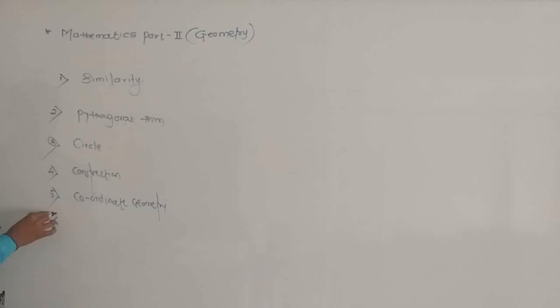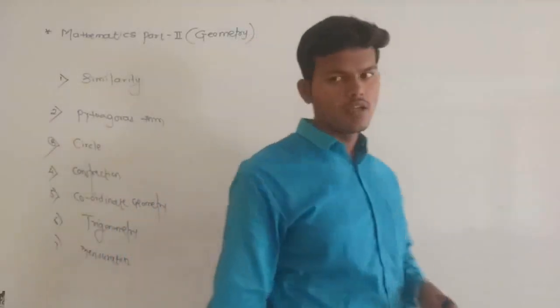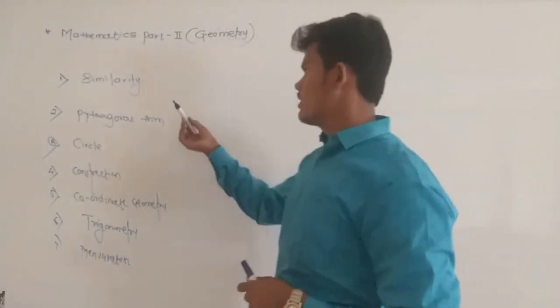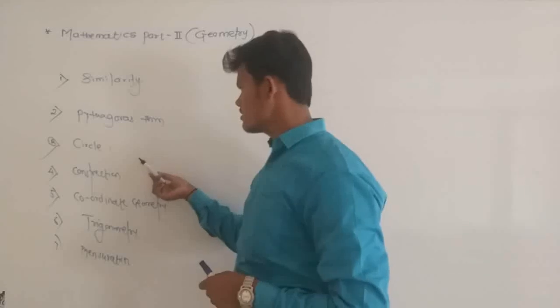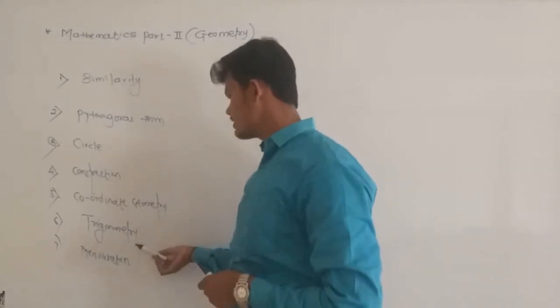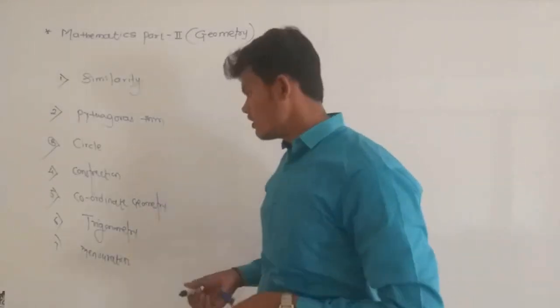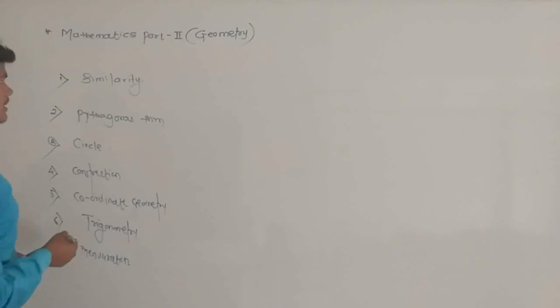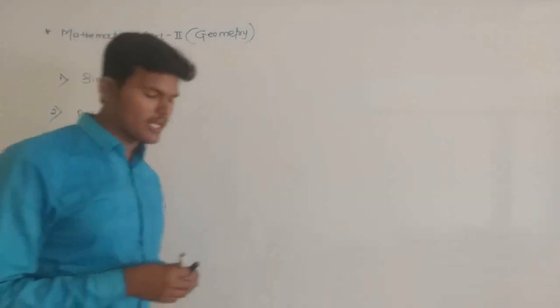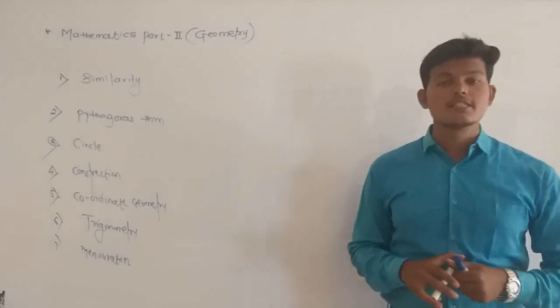Chapter number 6, that is second last chapter, trigonometry. And the last chapter of geometry is mensuration. After seeing the names of chapters, we have seen some chapters already, that is construction, circle, coordinate geometry, trigonometry. Mensuration is nothing but the surface area and the volume. So all these 7 chapters are included in the mathematics part second. So in today's lecture, we are going to start the first chapter of geometry, that is similarity.